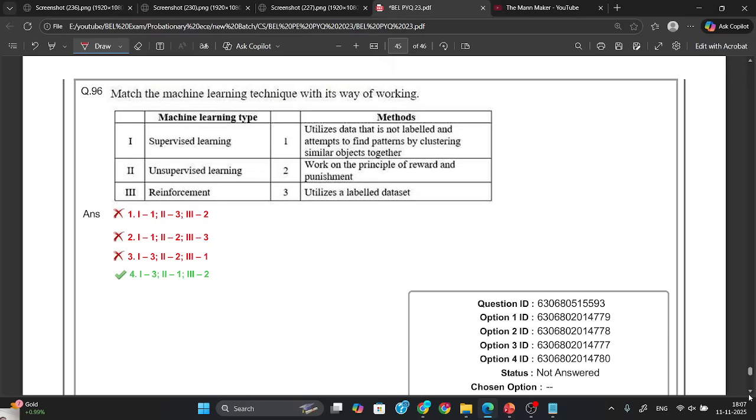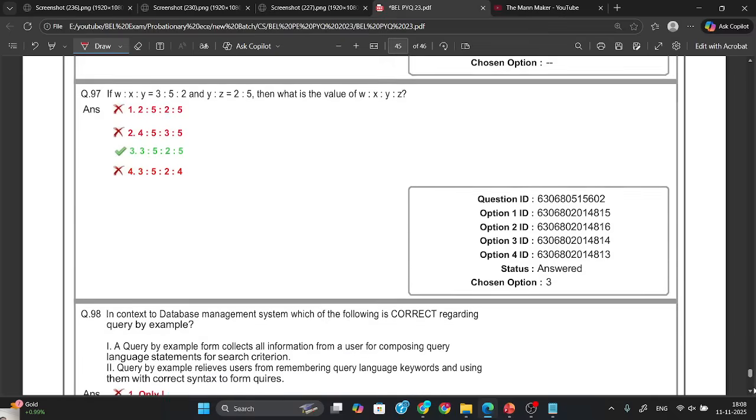Match the machine learning technique with its way of working. So we have machine learning types: supervised learning, unsupervised learning and reinforcement learning. Supervised learning utilizes labeled data, and unsupervised learning utilizes data that is not labeled and attempts to find patterns by clustering similar objects together. For the third one, reinforcement learning works on the principle of reward and punishment. So option 4 is your right answer.